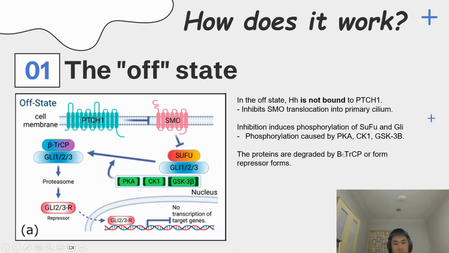So the proteins are further degraded by BTRCP, or beta-transducin repeat containing protein, to form repressor forms, but because they're repressed when they enter the nucleus, there's no transcription of the target genes.